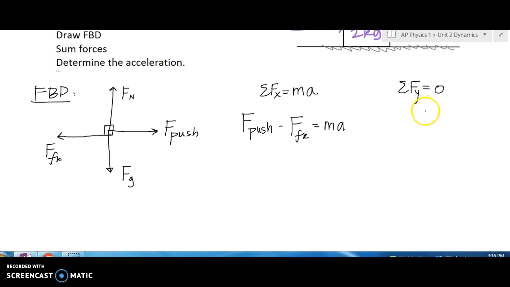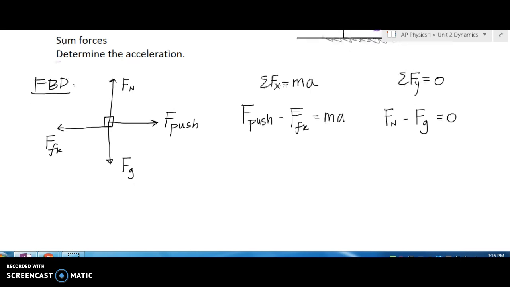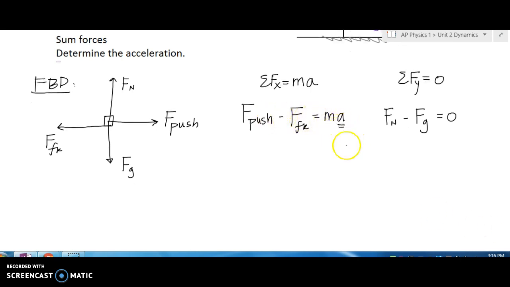It's not moving in the y direction. So then the normal force is up, the weight force is down, and I set them equal to 0. Now I want to find this acceleration. I know the mass, I know the push force, so I've got to figure out what the force of friction is. So force push minus the force of friction, which we determined through our lab was the coefficient of kinetic friction times the normal force, would be equal to ma.